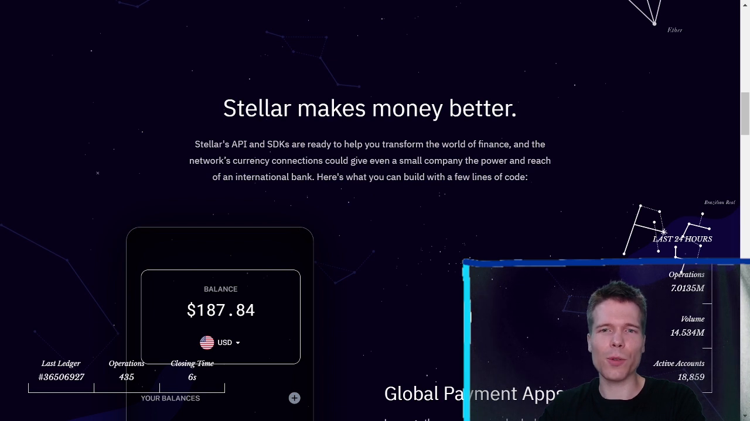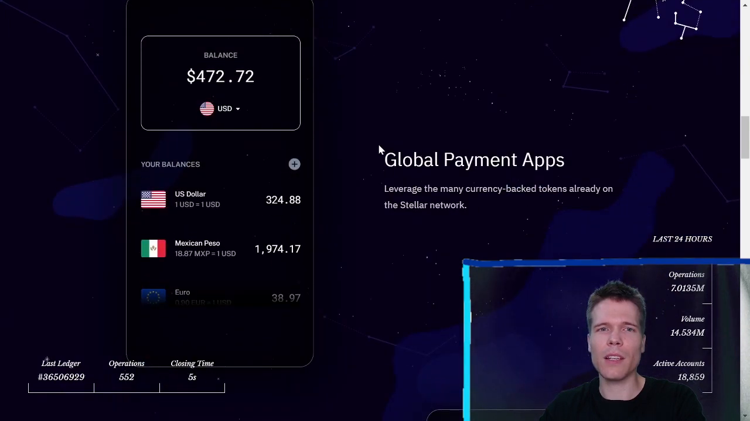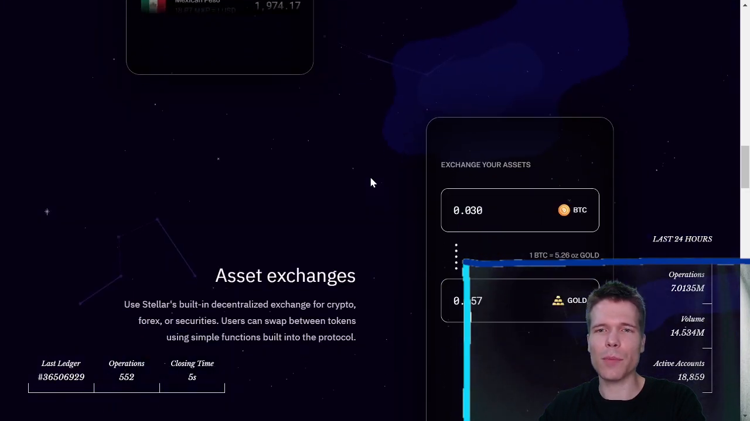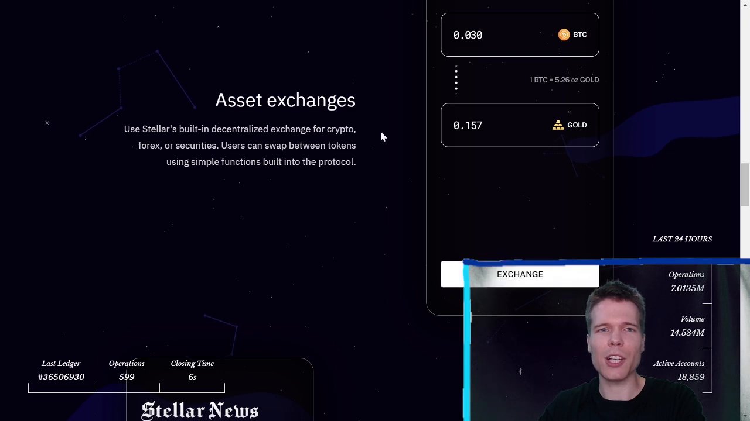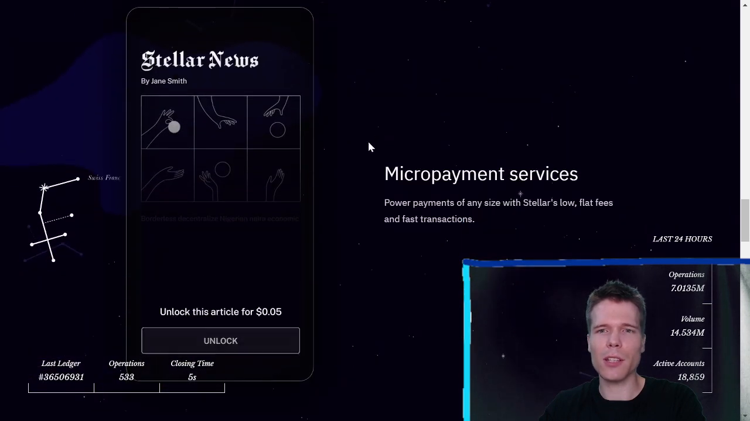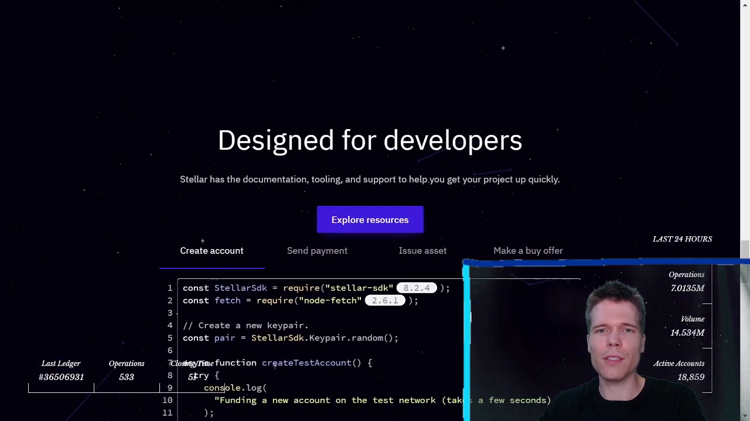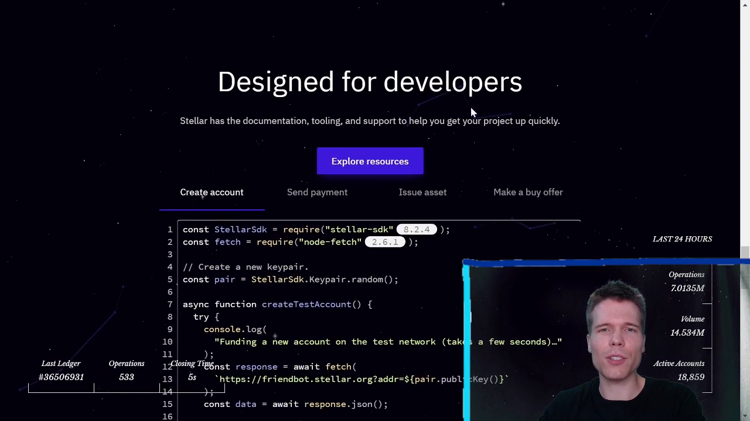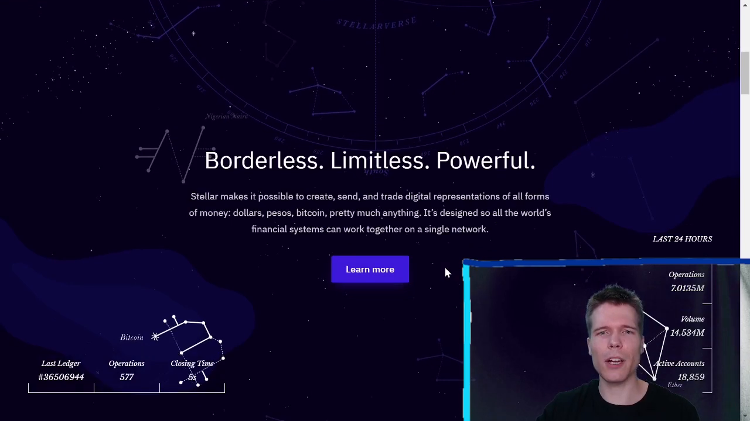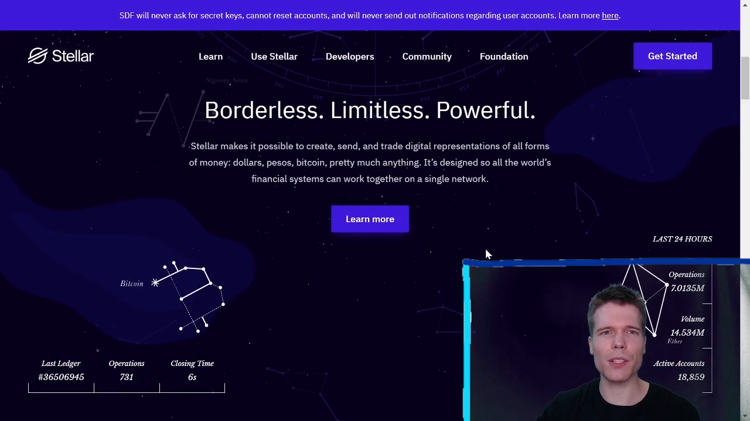All right, so one of their goals we can see here is giving small companies the power and reach of an international bank. We can try to evaluate if they are doing that in a way that makes sense. Global payments apps, something you can build on there. Asset exchanges, another thing that can be built on Stellar. Micropayment services. And as we saw earlier, it's designed for the developers. All right, from there, we can decide all of this is a little bit vague, so we can click on the Learn More.